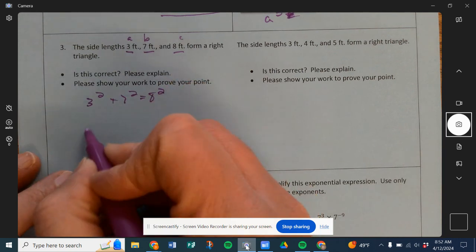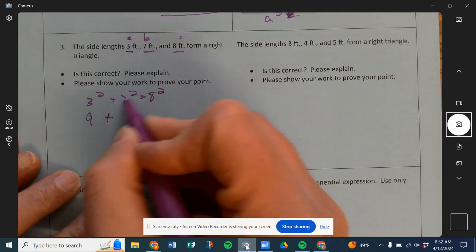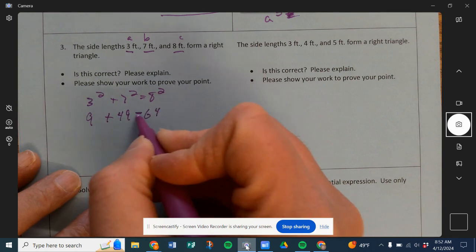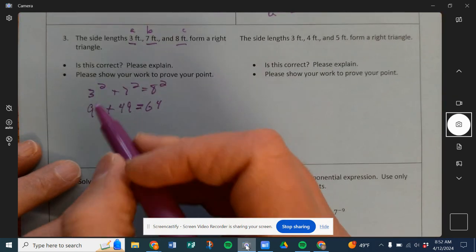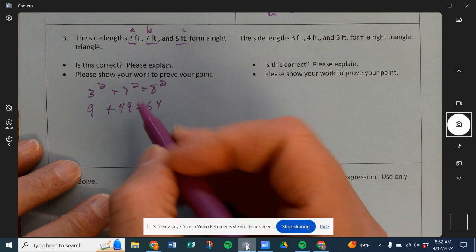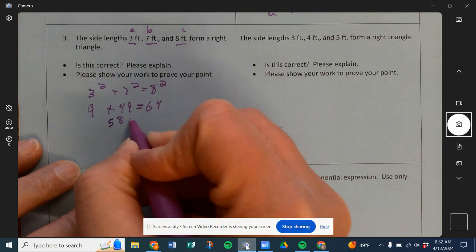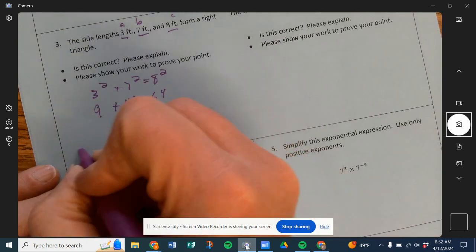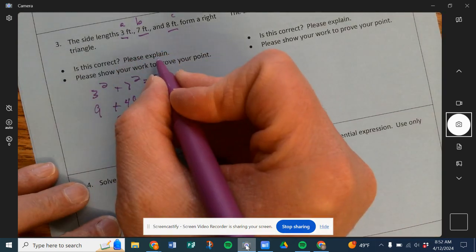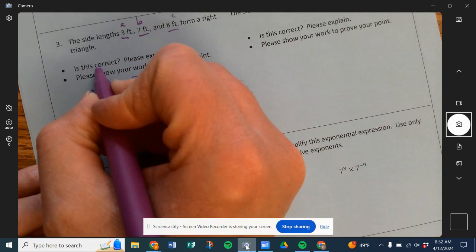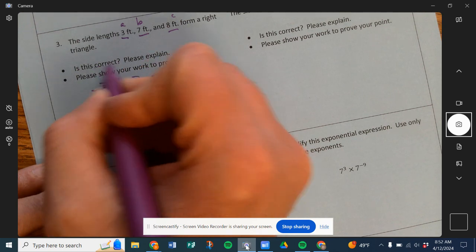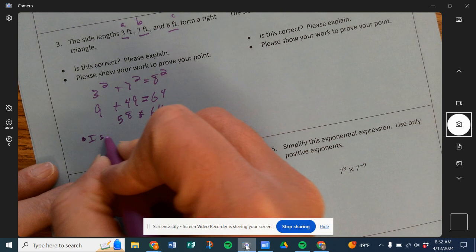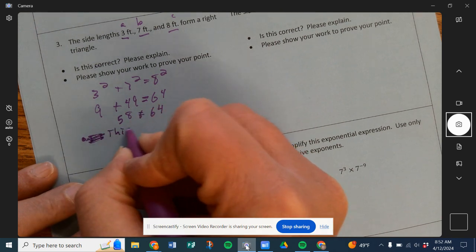I know 3 squared is 9. I know 7 squared is 49. And I know 8 times 8 is 64. Okay, again, you can do that with the calculator. Now, what I'm going to do, I'm going to add these two together to see if it equals that 64. It does not equal 64. So what that means is that this is not a right triangle. Oh, I should have said, is this a right triangle rather than is this correct? Okay. So we'll say this is not a right triangle.